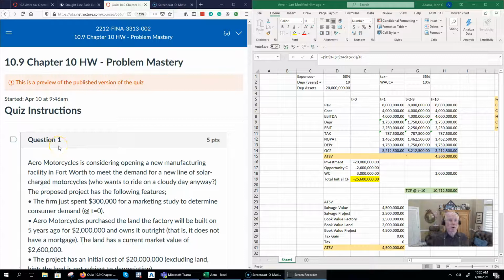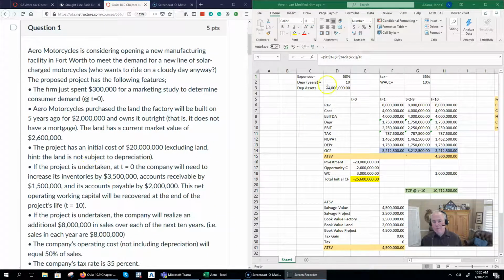So let's work through problems 1 through 5 in 10.9 Problem Mastery. So our aero motorcycle problem, we've got the information here, the expenses, depreciation, taxes, all this information. So let's get started. What are the cash flows at time zero? What are the initial cash flows associated with this project?